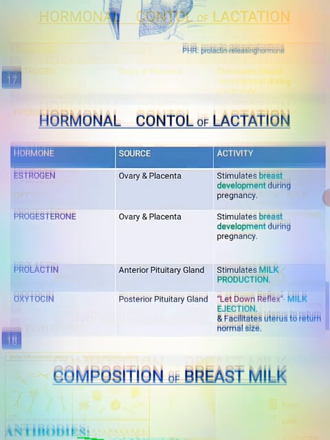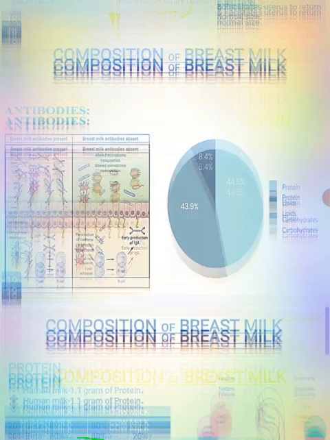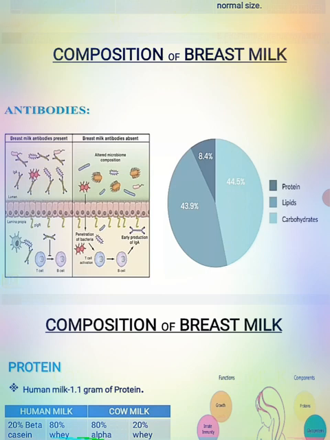Now, hormonal control of lactation. Estrogen and progesterone stimulate breast development during pregnancy, and both these hormones are high during the last trimester of pregnancy. These hormones are followed by a high level of prolactin from the anterior pituitary, which stimulates milk production. Oxytocin, released from the posterior pituitary, causes contraction of the smooth muscles of the breast, causing the milk letdown reflex, and facilitates the uterus to return to its normal state through involution.